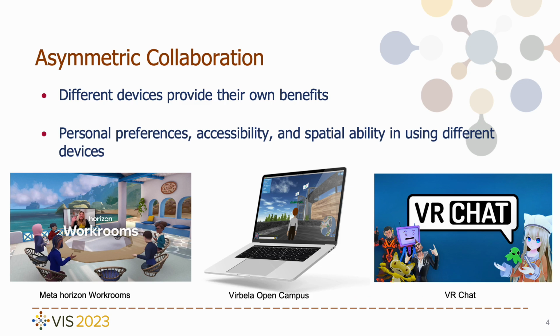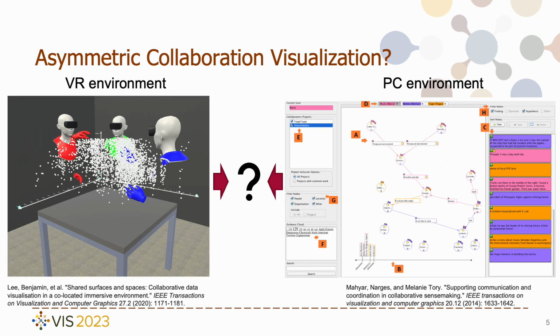First, different computation devices have their own affordances that can complement others. Second, people have their own preferences, accessibility, and spatial ability in using different devices, such that many commercial tools provide access for users with different devices.